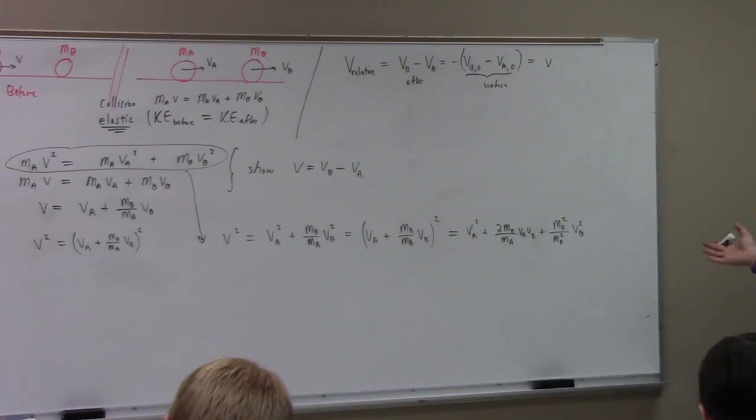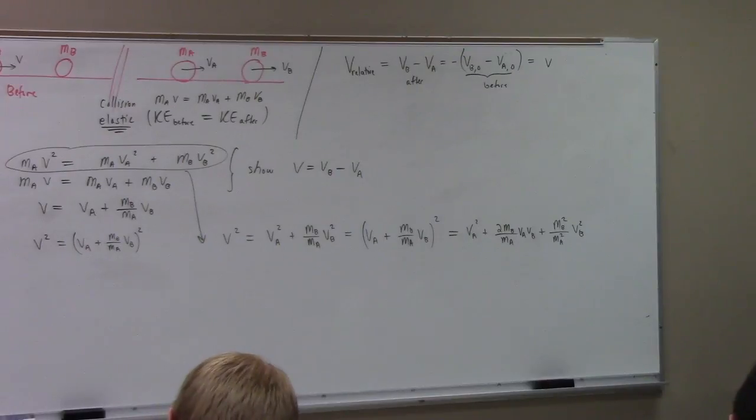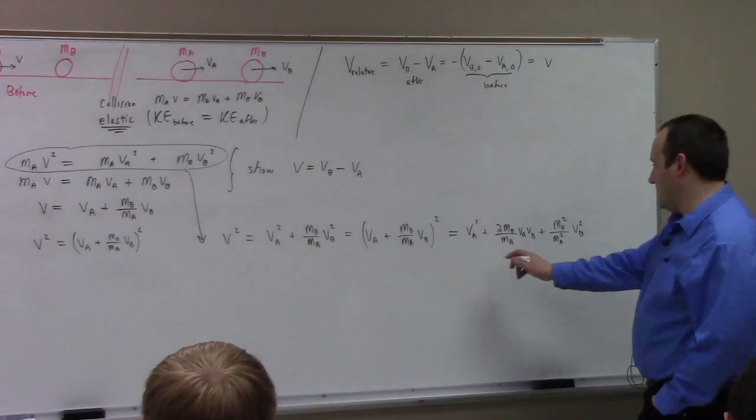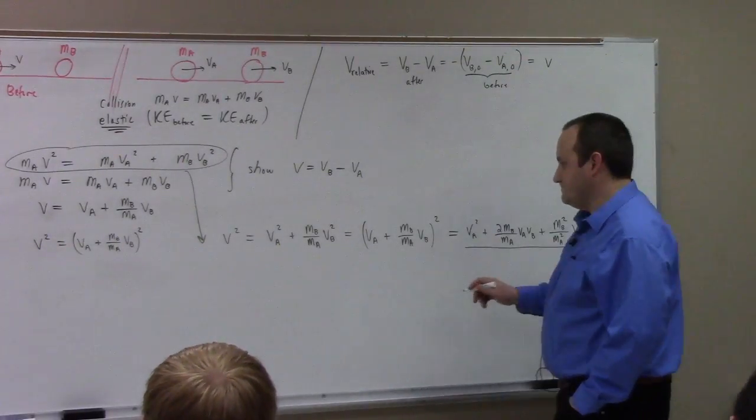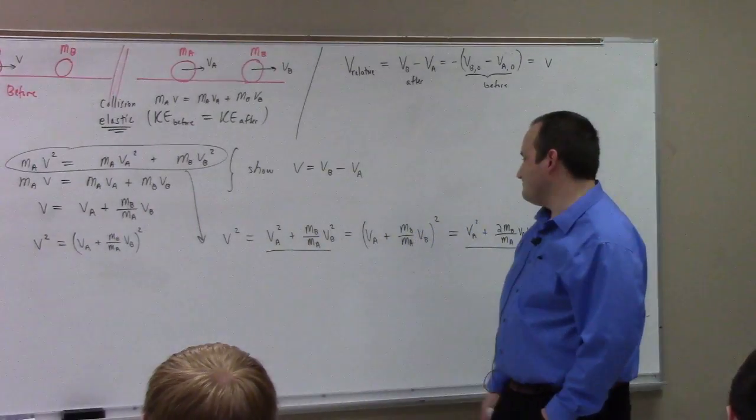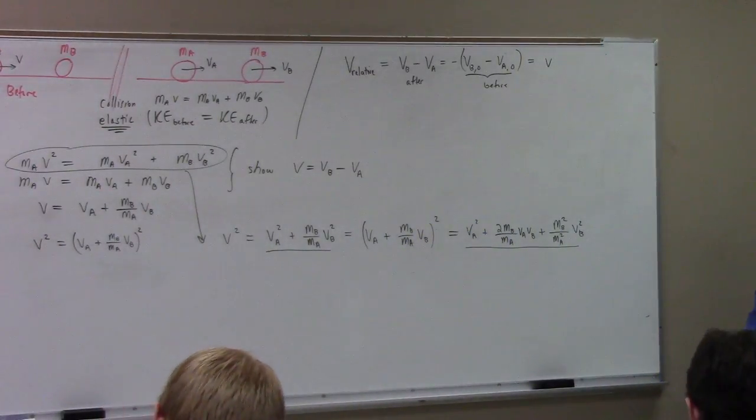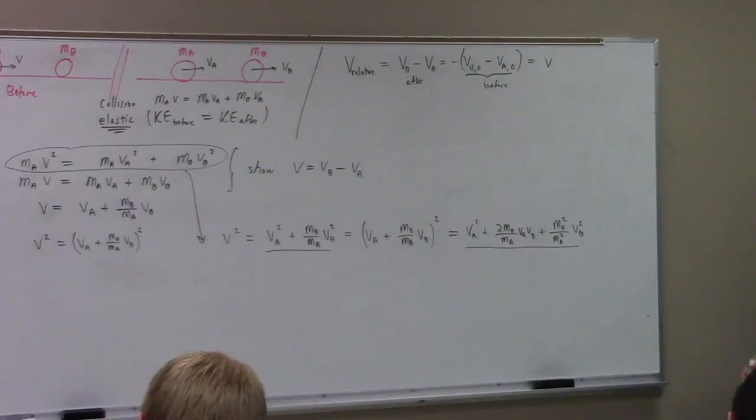Can you guys see how to simplify this at all? In other words, we have this is equal to that. Well, something jumps out at me immediately. We can subtract VA squared from both sides, right? That's out of the picture. What do we have then?